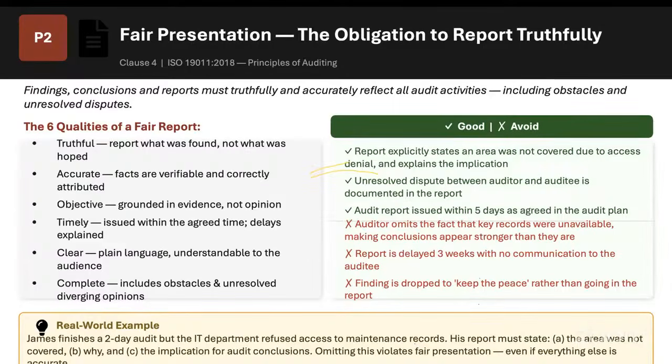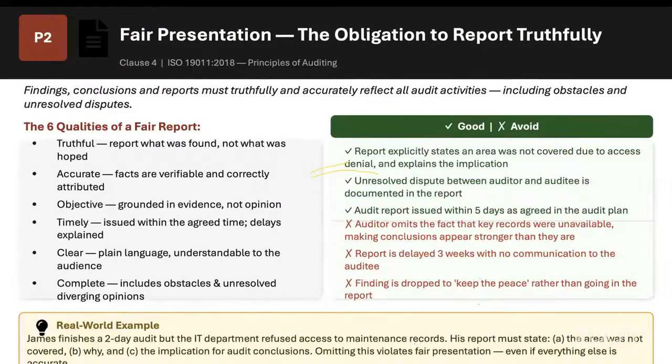Now, there are about 6 qualities of a fair report. One, the report must be truthful at every point in time. Say the truth. It must be accurate. Facts are verifiable and correctly attributed. I said it earlier that any audit that you are conducting must be evidence-based. You don't just come up with an audit finding without evidence.